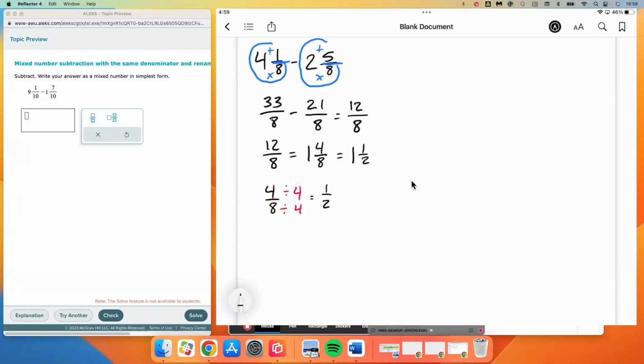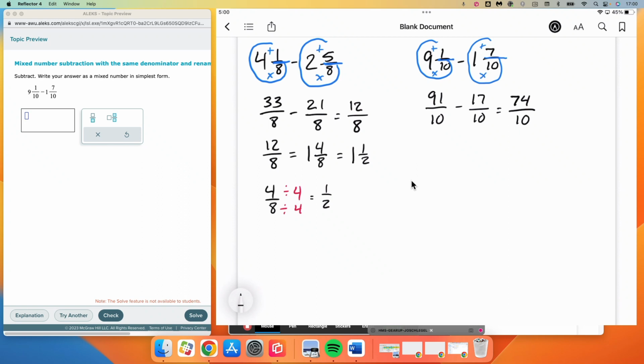Next, we are going to have 9 and 1/10 minus 1 and 7/10. Now, similar to the last one, I cannot take 7 away from 1, so I'm going to use the G method to convert these to improper fractions so that I can do the subtraction. And I'm going to get 10 times 9 is 90, plus 1 is 91 over 10. And on the right, 10 times 1 is 10, plus 7 is 17 over 10. 91 minus 17 is going to be 74 over 10.